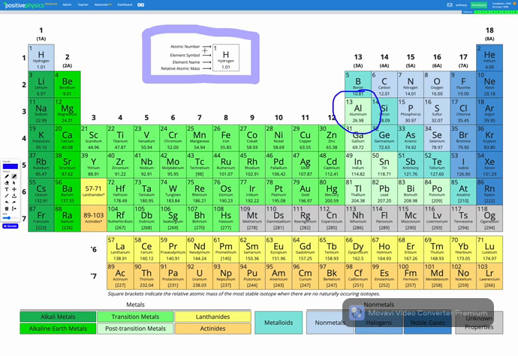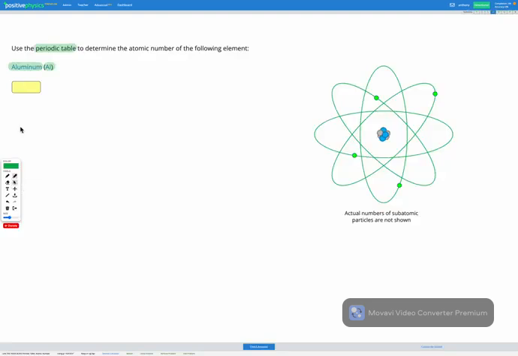So to find the atomic number, we're looking for that number in the top left of the square. So aluminium has an atomic number of 13. So we can go try that out in our answer box here.